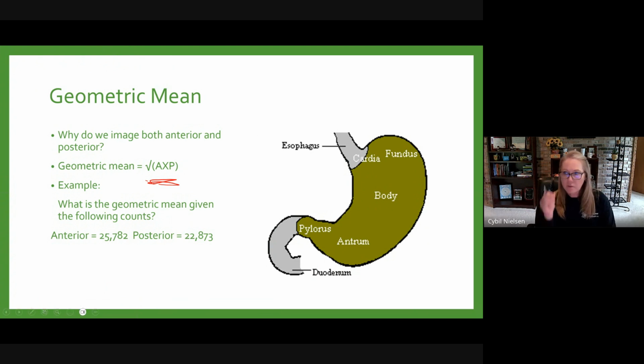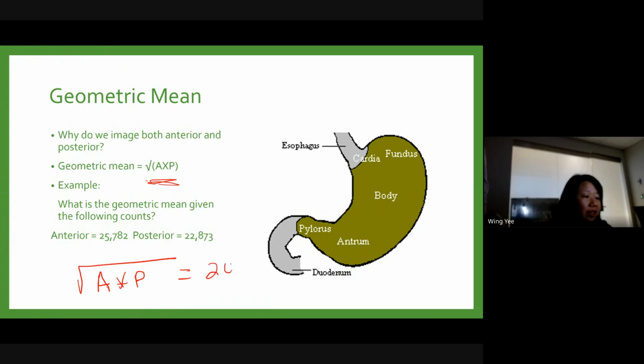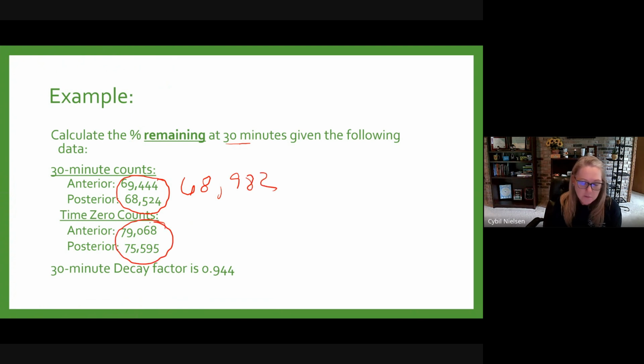All right, so how do we do the geometric mean? Do you have your calculator? Yes. Awesome. So we're going to take the square root of the anterior counts times the posterior counts. So plug that in and tell me what you get. 24283. Perfect. Okay. So here's our example. We're going to calculate the percent remaining at 30 minutes, given the following data. I'm going to tell you what these are. This one comes out to 68,982. Geometric mean of time 0 is 77,312.